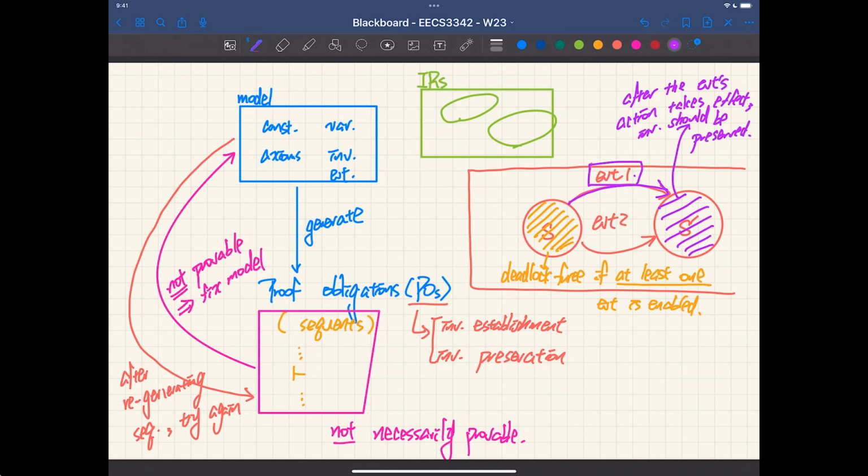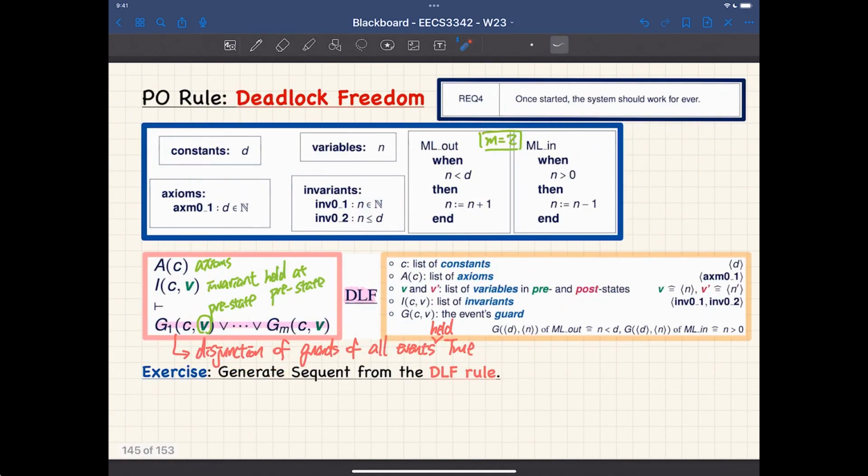So there's one quick exercise you can do after today. I want you to go back and look at the proof obligation rule for invariant preservation. You will see that we are concerned about the post-states where the invariant holds. On the other hand, for deadlock freedom, we're only concerned about the pre-states, which we talk about now. All right? Are we okay so far? Okay, good. Given this, how do we formulate it?